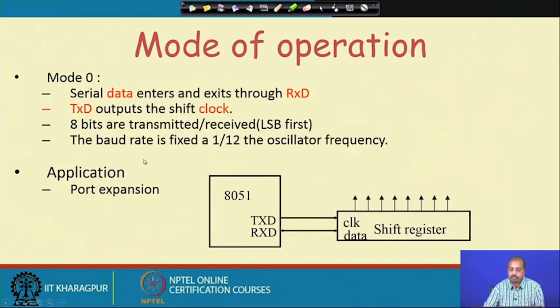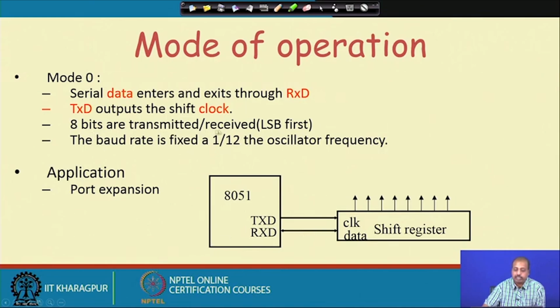Mode 0 is the simplest one, so let us try to understand that. Serial data enters and exits through the receive data line. The transmit data line outputs the shift clock. So, we have the transmit data and receive data, and the receive data line is used for both transmission and reception.